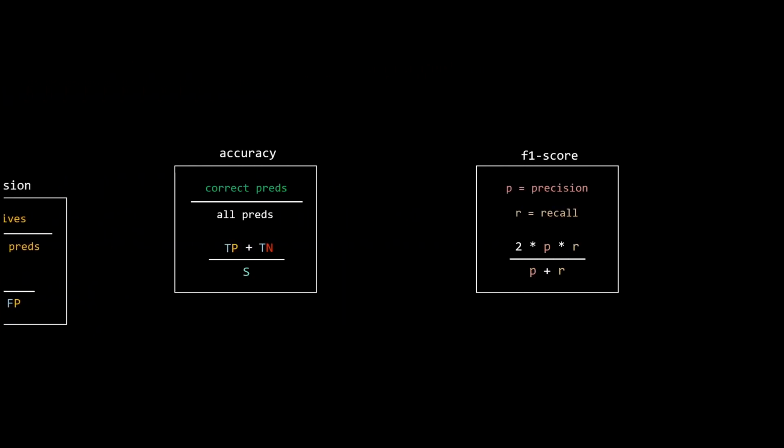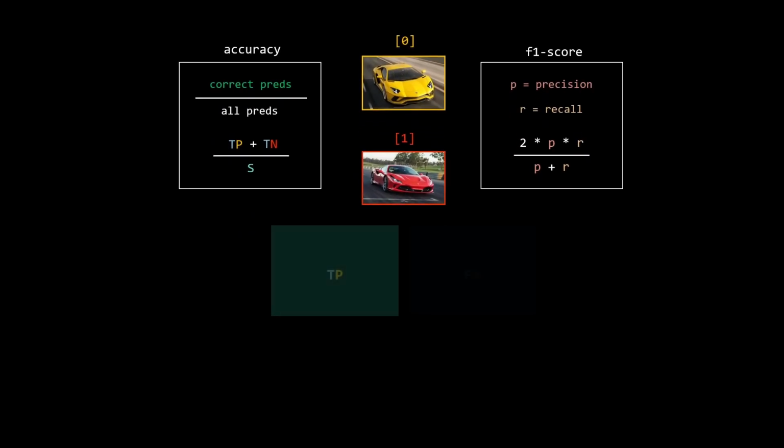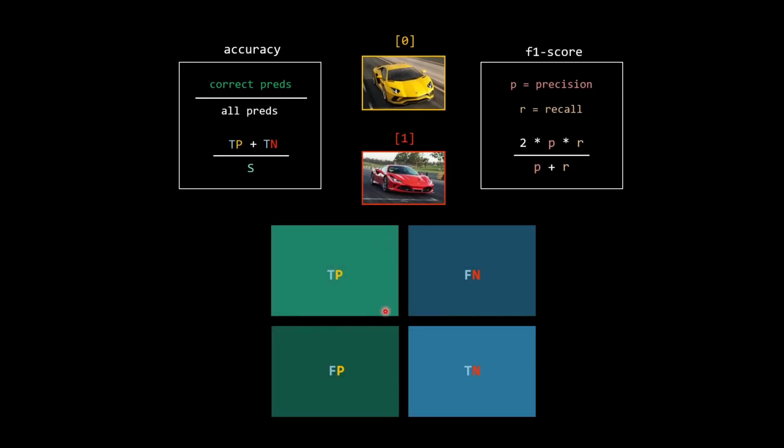Now, what would be the case for using accuracy and F1 score in our binary scenario of Lambos and Rorys? Well, if we bring back the table, the 4 possible outcomes, let's say for a moment that these 4 areas relative to each other represent the actual scale of these proportions in the data set.